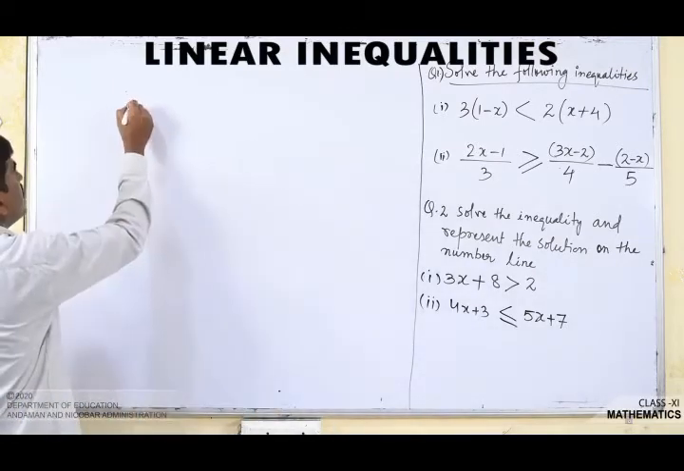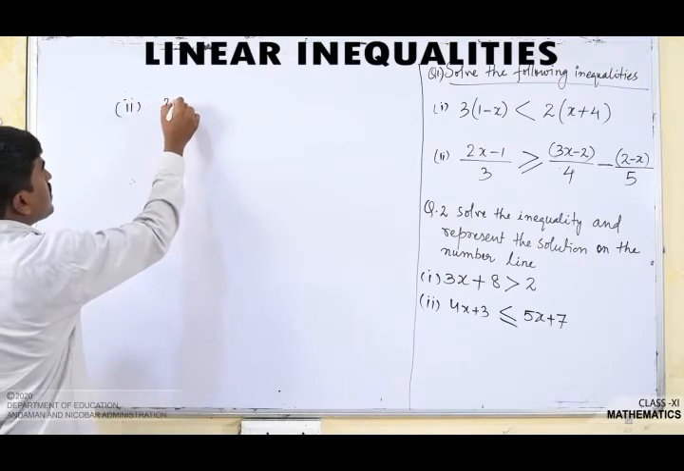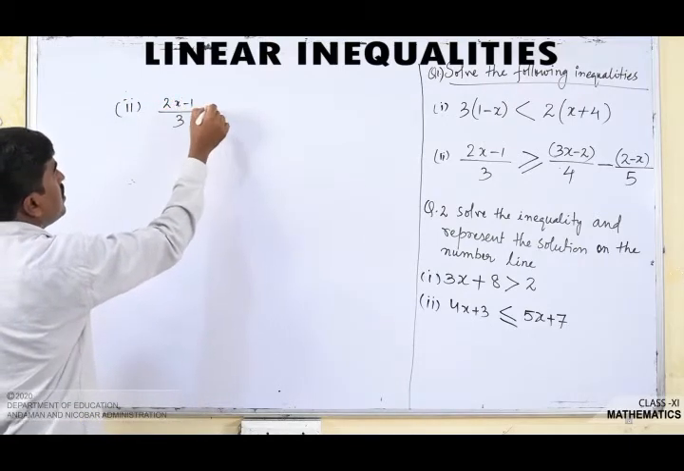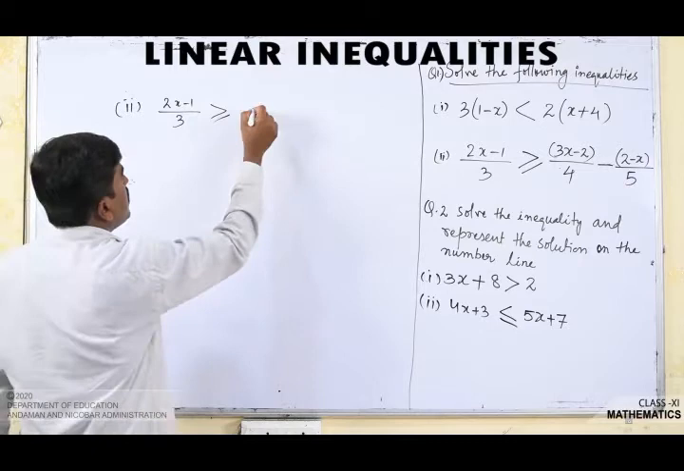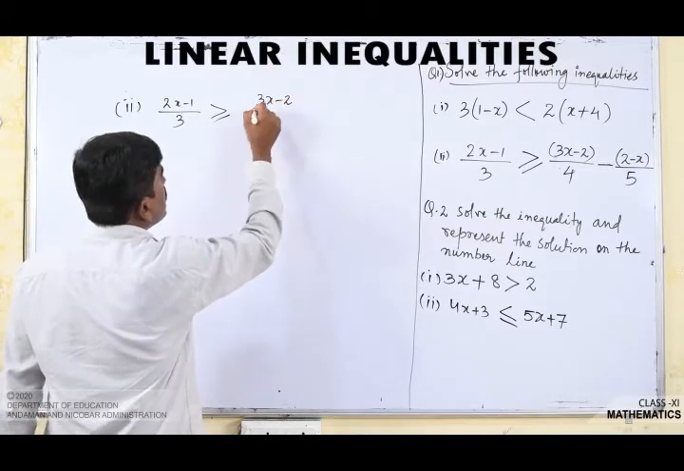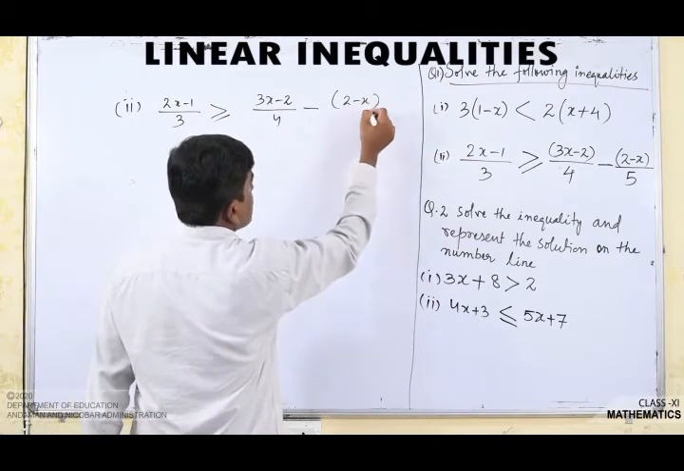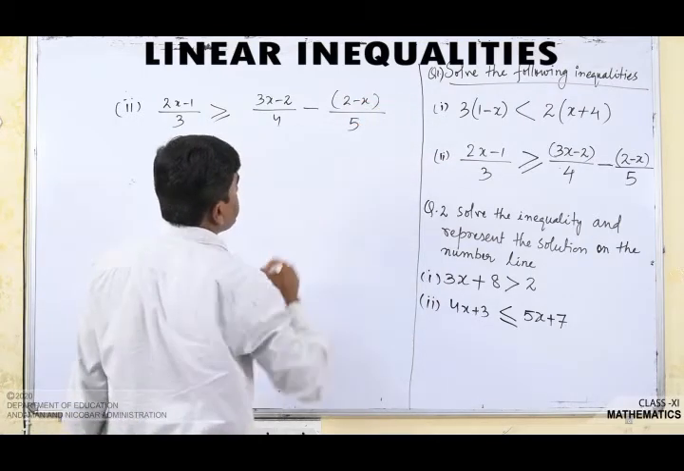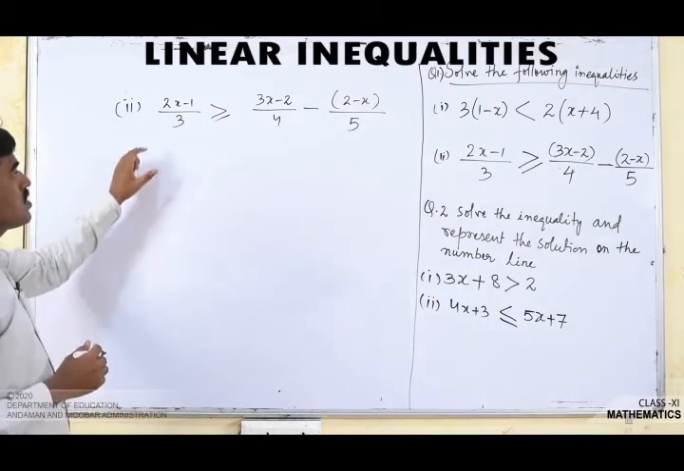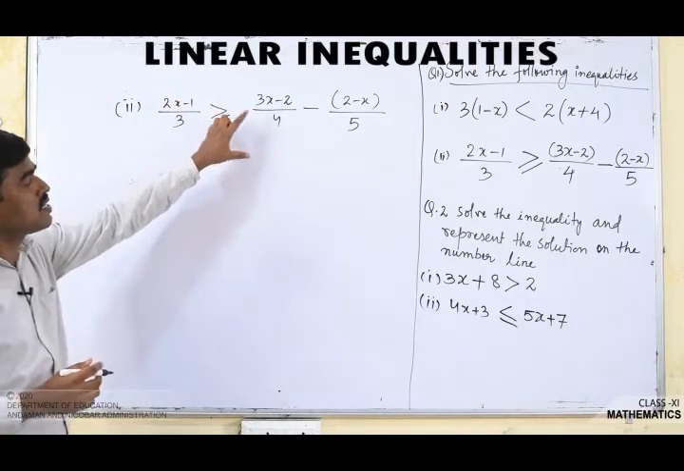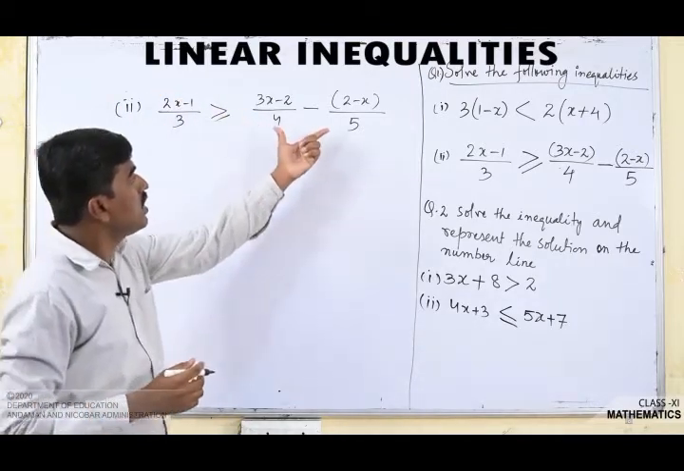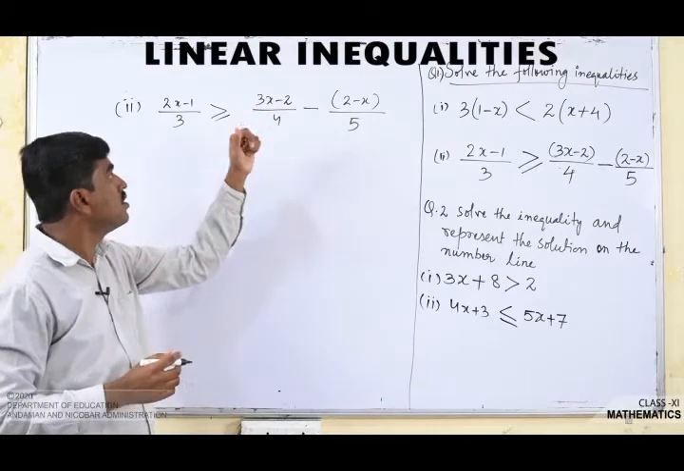Clear? The second one is (2x minus 1) divided by 3 greater than or equal to (3x minus 2) divided by 4 minus (2 minus x) divided by 5. So first of all, you see the LHS and RHS here. In the RHS, we have to simplify this expression first.